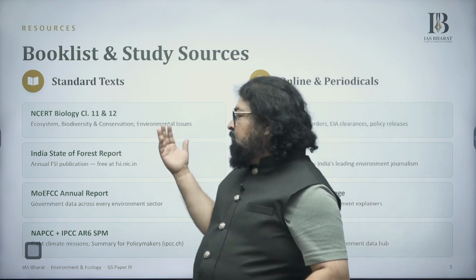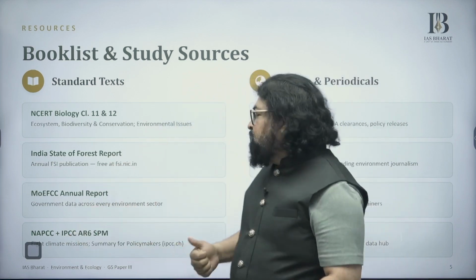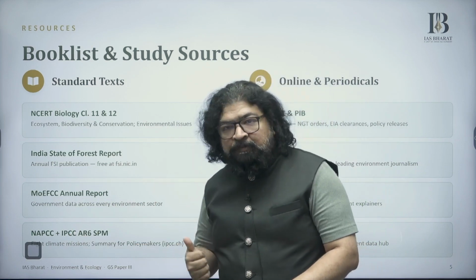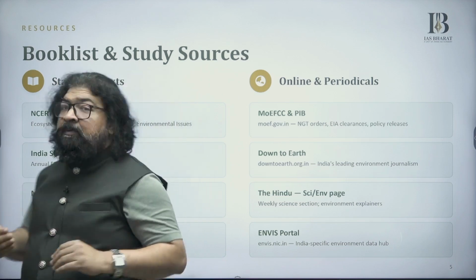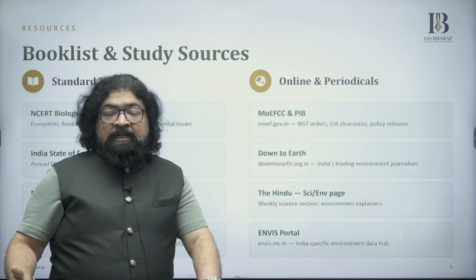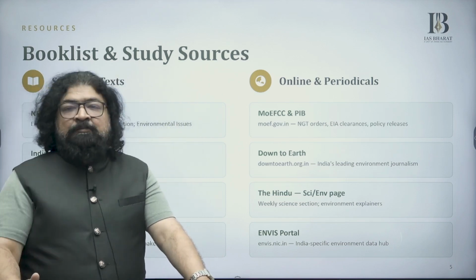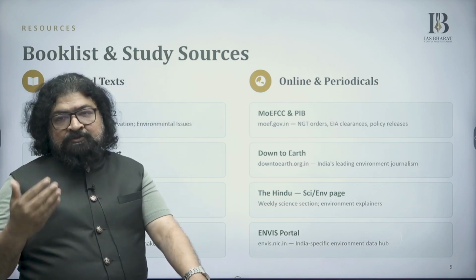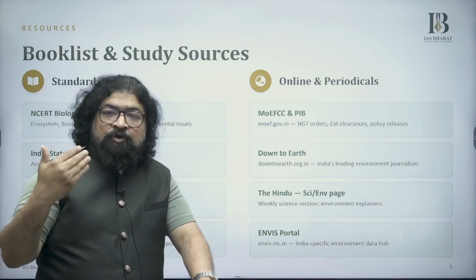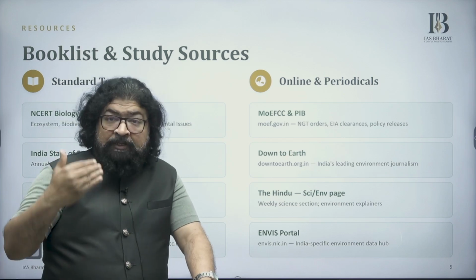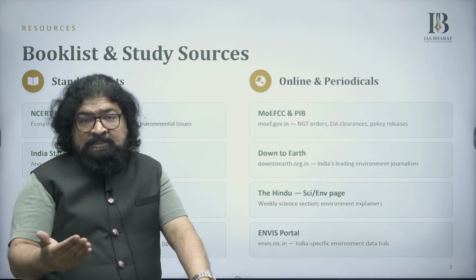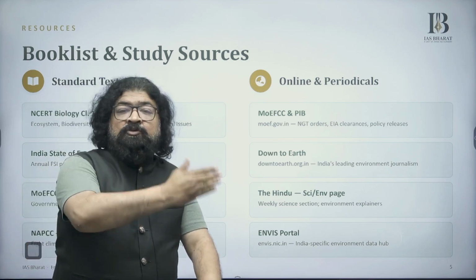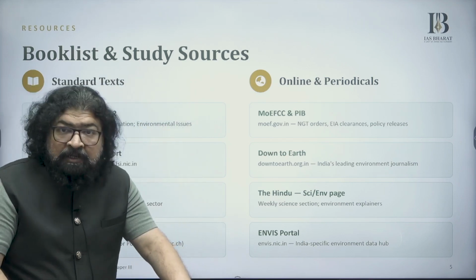Then reports like the India State of Forest Report by FSI, the annual report of the Ministry of Environment, Forest and Climate Change. Then from PIB, whatever government schemes and programs are there. Let's say wildlife conservation, Project Tiger, Project Elephant, even for Ramsar sites, whatever government notification comes. What are the important highlights of those wetland conservation rules and guidelines? Similarly, other areas of environment conservation come into that.